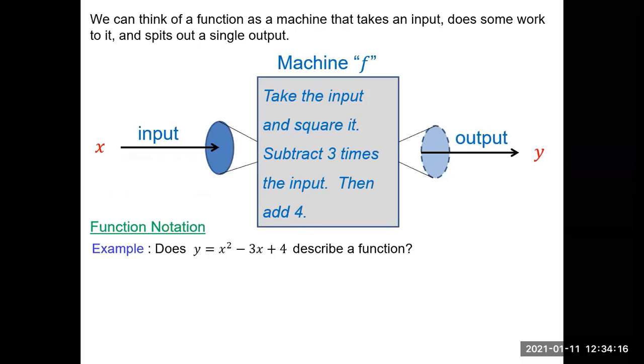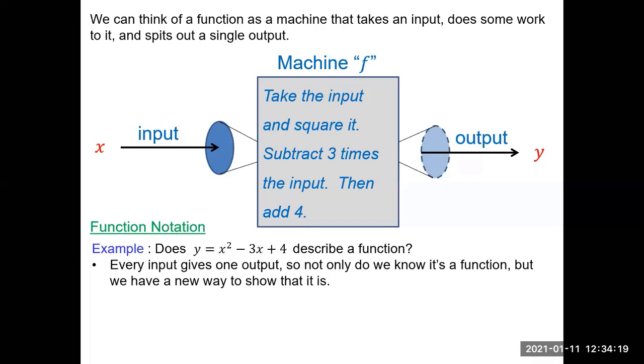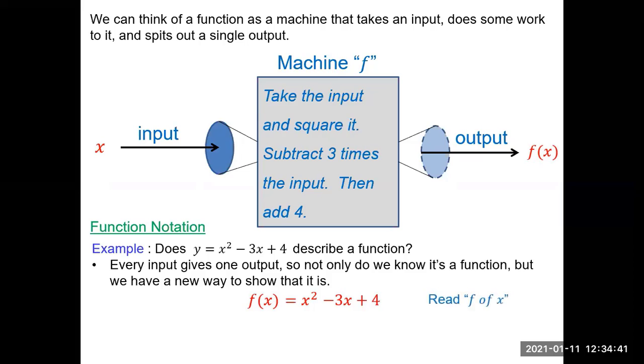And therefore, what we should recognize about this is that every input is going to give me just a single number output. And not only do we know it's a function, but we can now have a new way to show that it's a function. And the way that we can do that is by naming the equation. Instead of y equals, we're going to refer to it as f of x. And so now the beauty of this notation is that if you ever see f of x, we don't have to wonder or check or guess whether or not this represents a function. We'll know it's a function because it says it's a function.